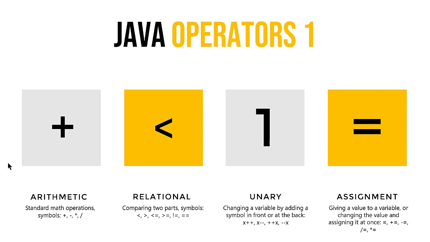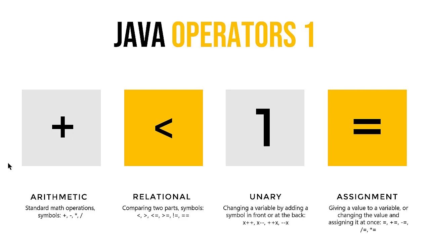Then we have the unary operators, and they're a bit special. With the unary operators, you can change the variable by adding a symbol in front or at the back of a certain variable. So for example, x plus plus means x equals x plus 1, or x minus minus means x equals x minus 1. We also have plus plus x and minus minus x, and there is an important difference between the so-called postfix unary operators and the prefix unary operators, but we'll not discuss that for now.